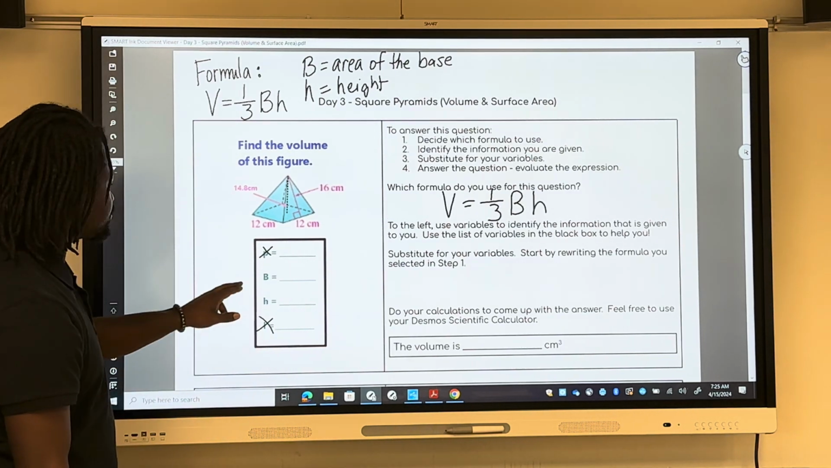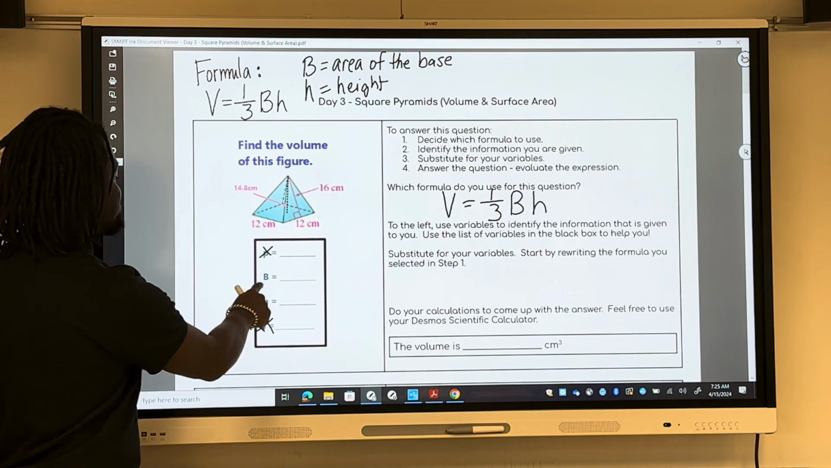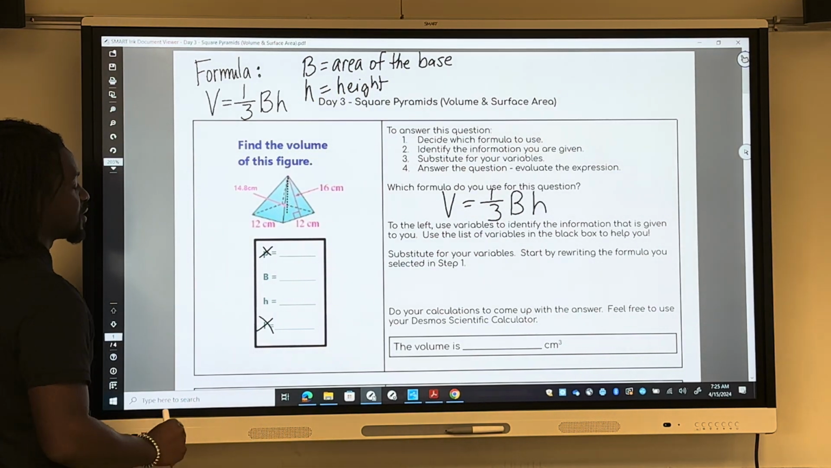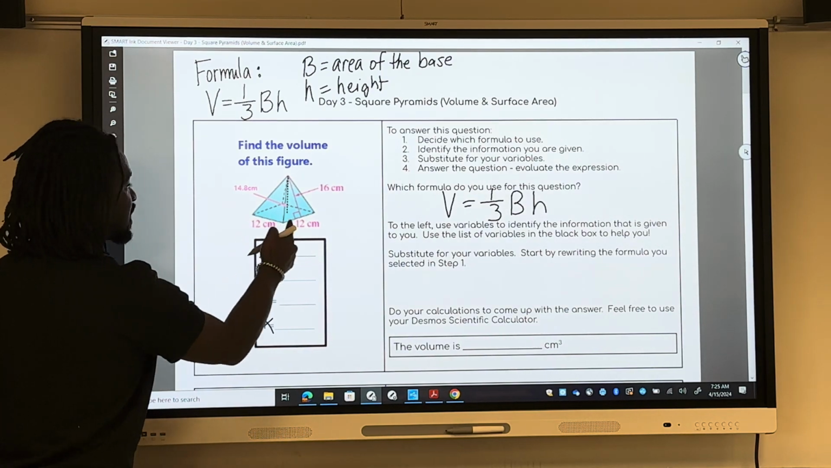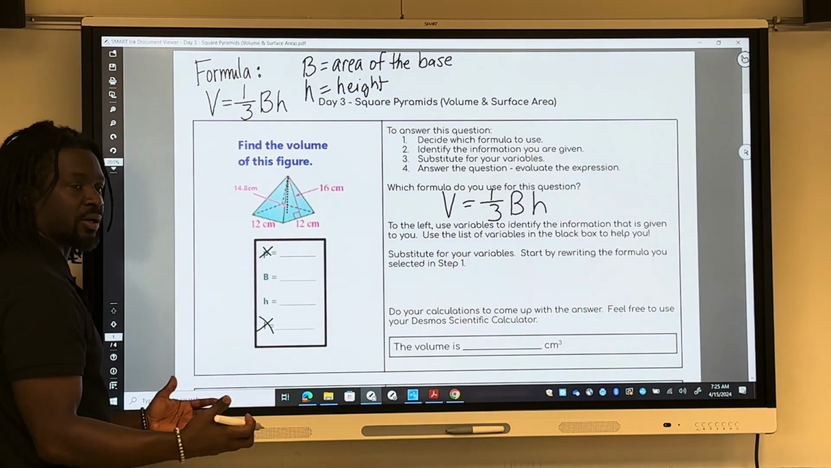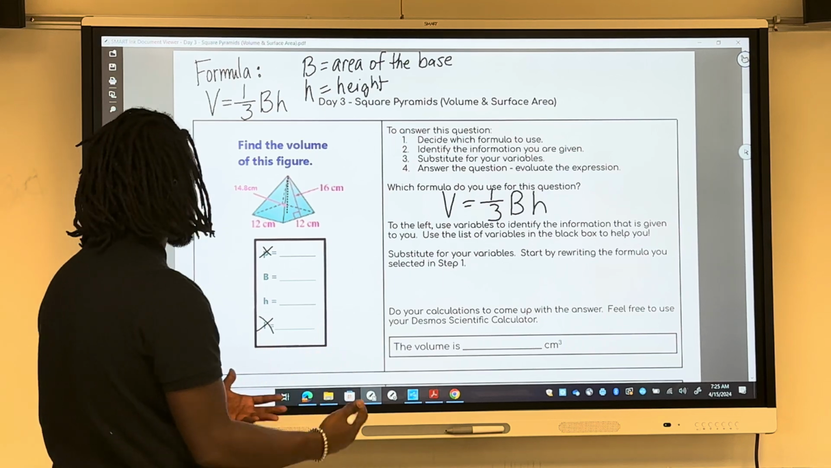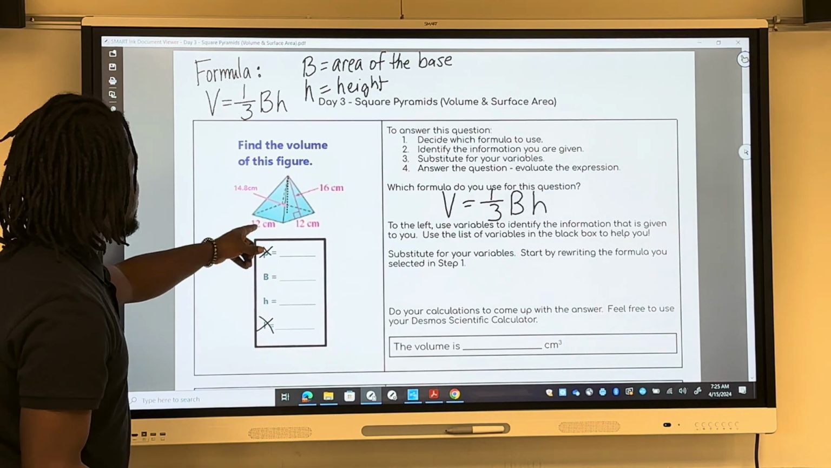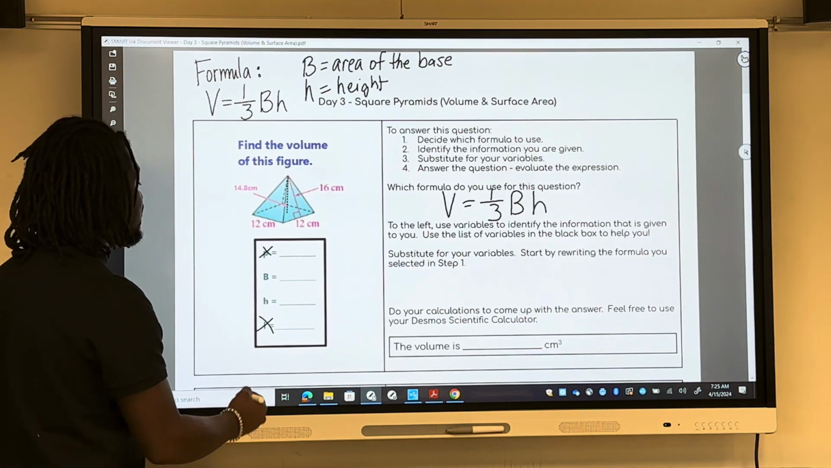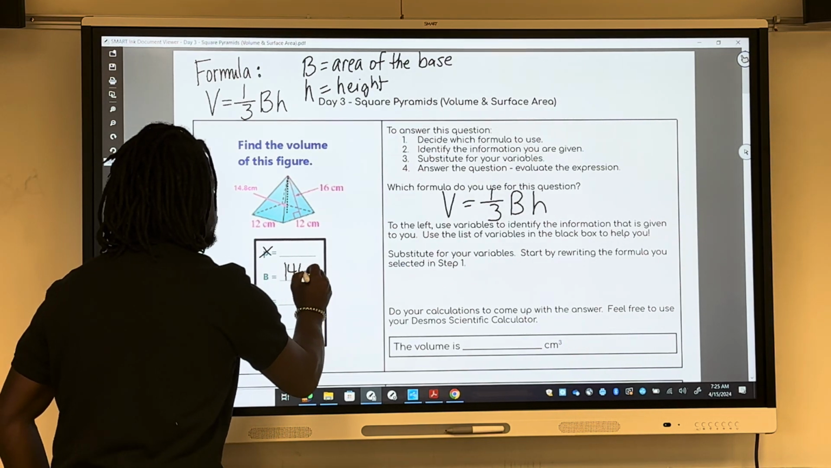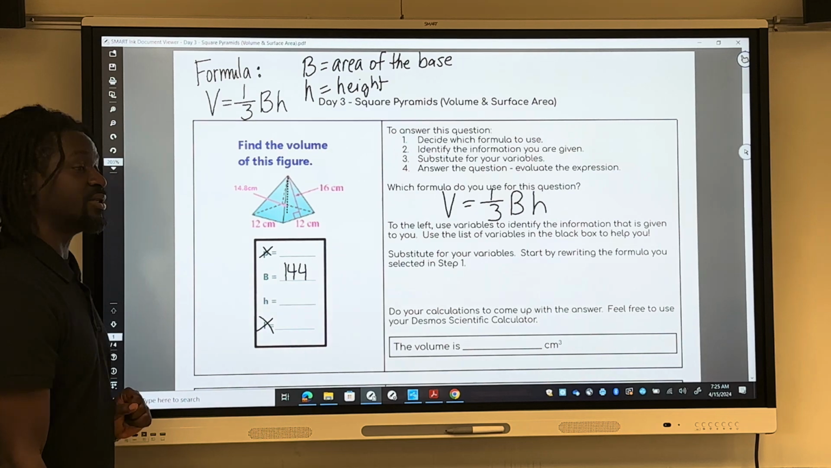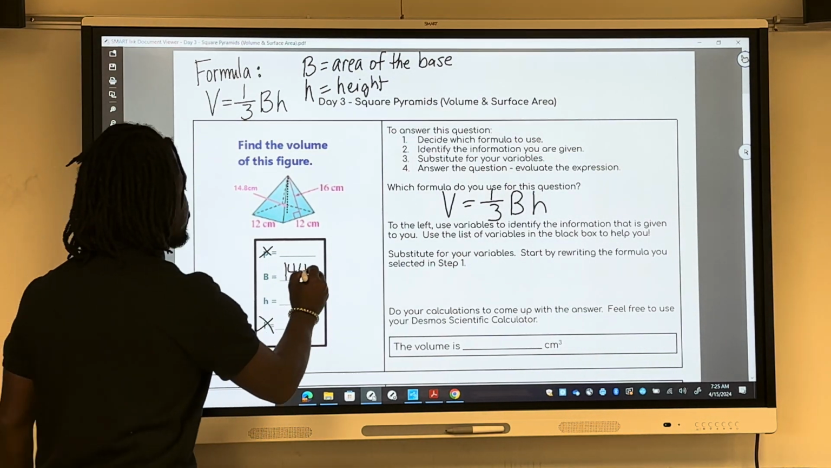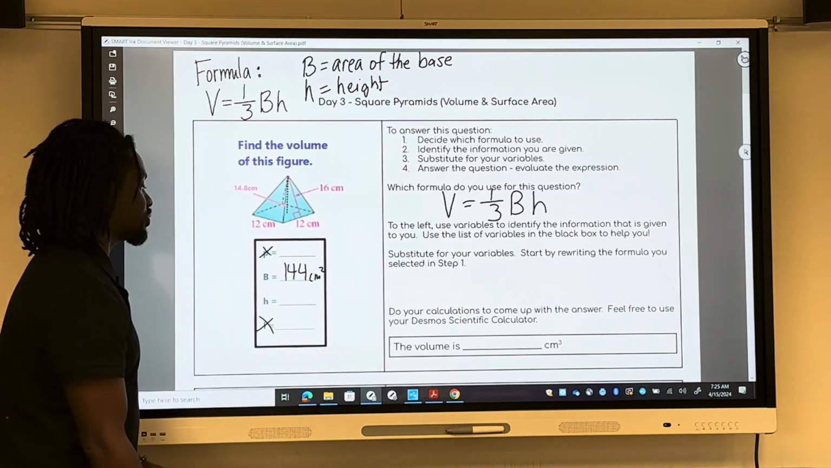Okay, so the big B, remember, is the area of the base. My base, in all of these pyramids, is going to be a square. So how do I find the area of a square? Well, I just multiply the side times the side, right? So 12 times 12 is 144. Okay, so the area of the base is 144, and that's centimeters squared.